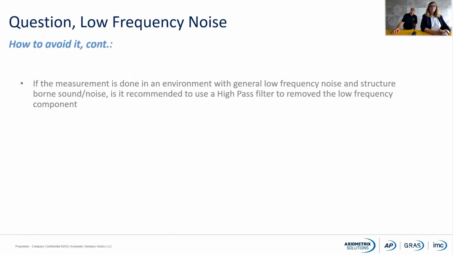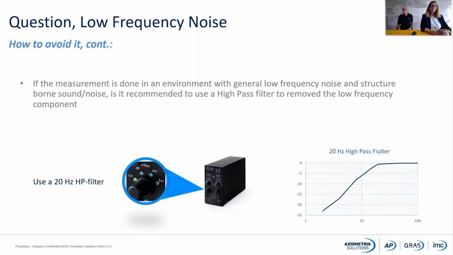If the measurement is done in an environment with general low frequency noise and structure-borne noise, is it recommended to use a high-pass filter to remove the low-frequency component? Many analyzers, many of the GRAS power modules, do have a high-pass filter, a 20 Hertz high-pass filter, so you will actually remove all the low-frequency components you might have in your measurement.